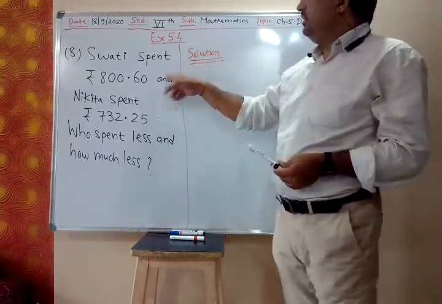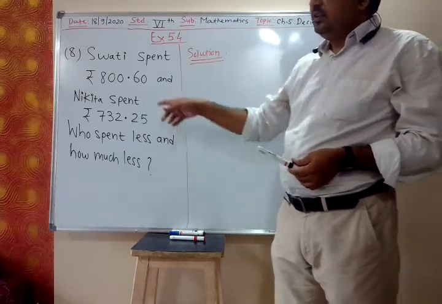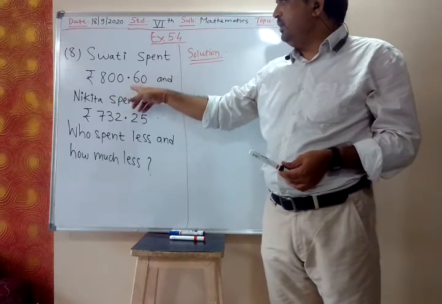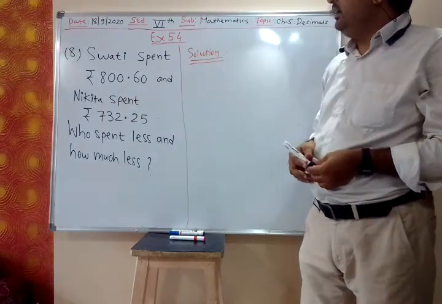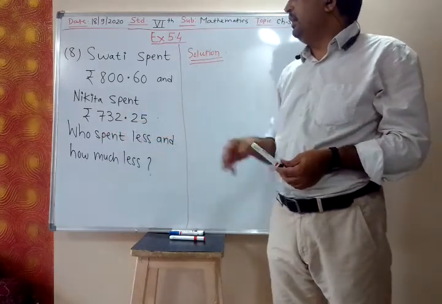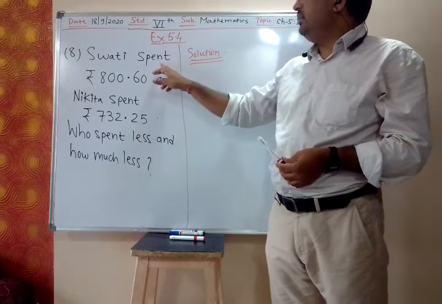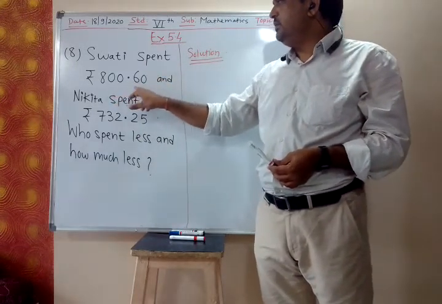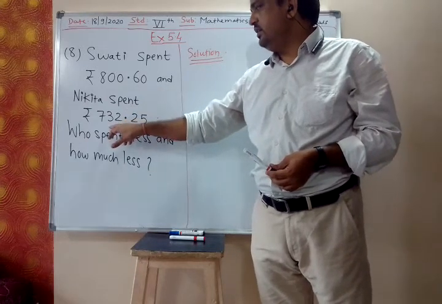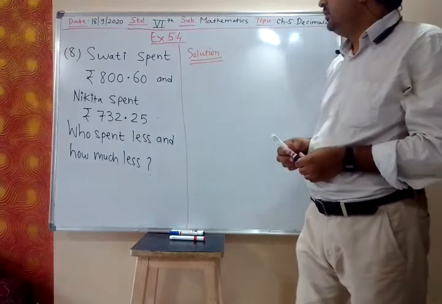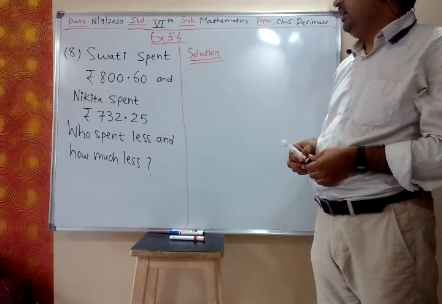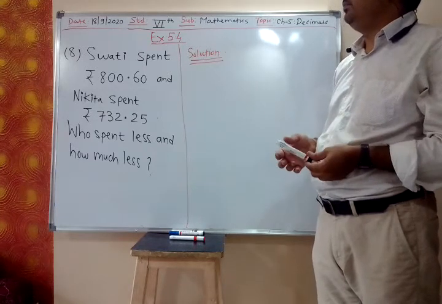Swati spent, I am reading the question, meanwhile you write. Swati spent rupees 800.60 and Nikita spent rupees 732.25. So who spent less money and how much less?